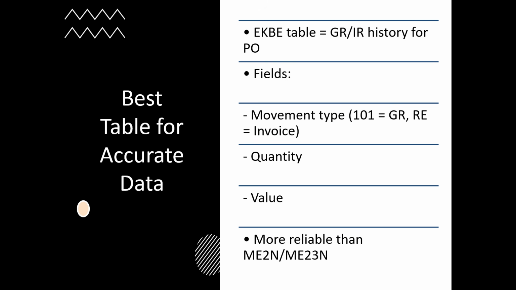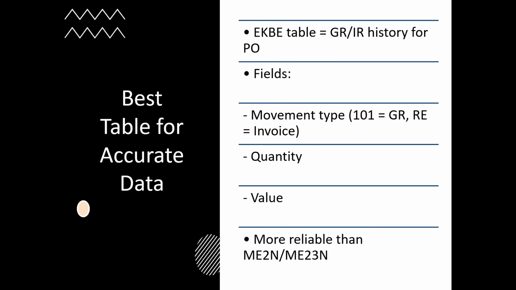And then another thing, the best table for accurate data, you can use EKBE table, that is GRIR history for PO. And for the fields, you have to enter the movement type. For example, you can enter 101 for GR, then you can enter the quantity of that purchase order, then you can enter the value. And this is more reliable than ME2N or ME23N. So this table can also be used for the accurate data of GRIR history.